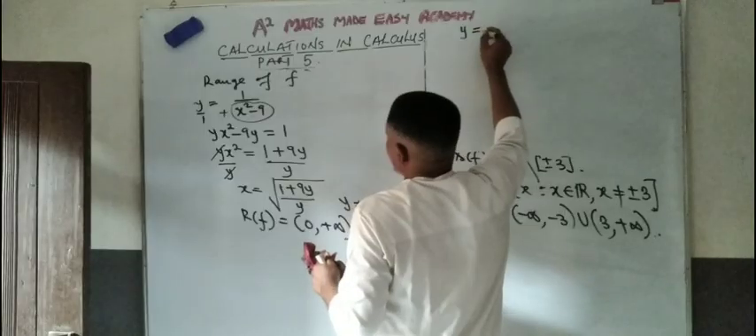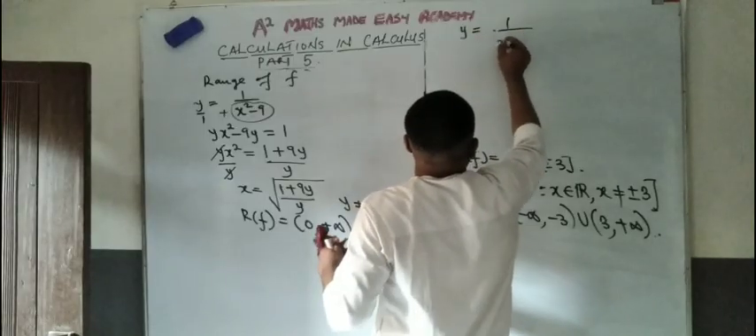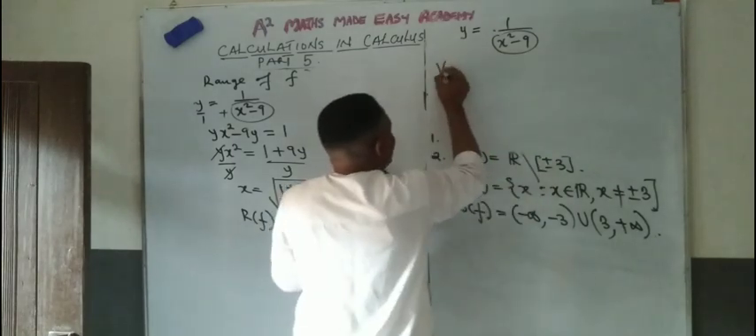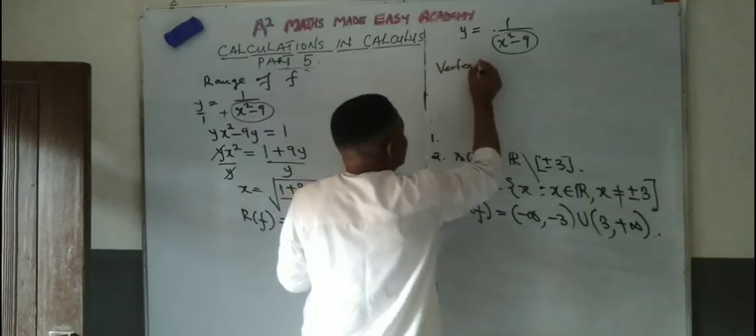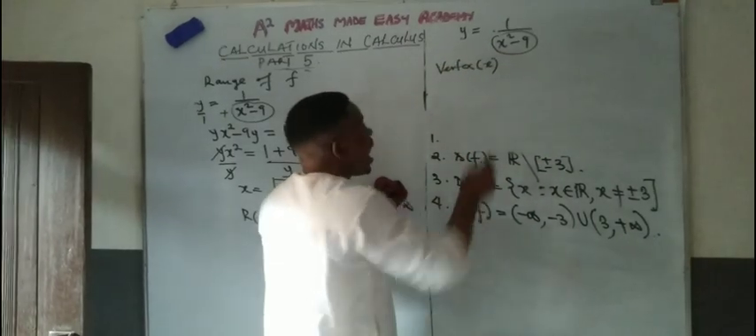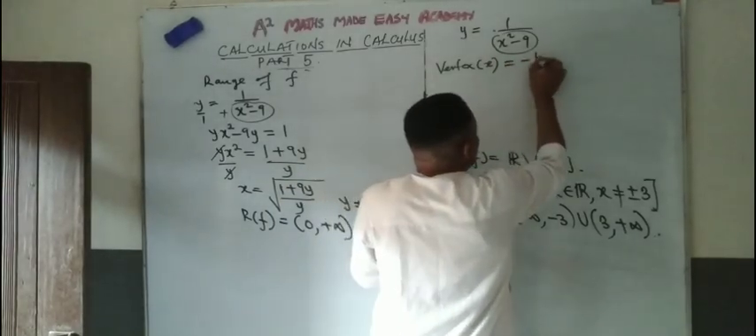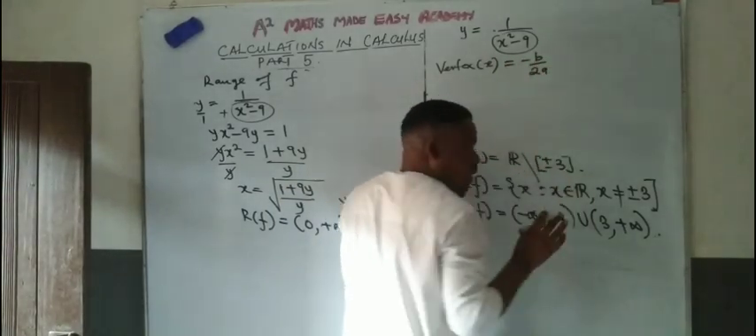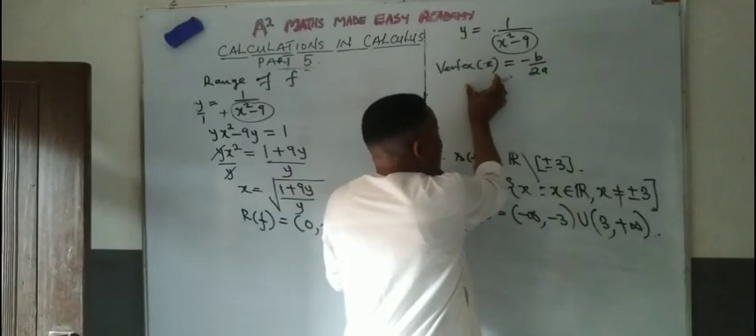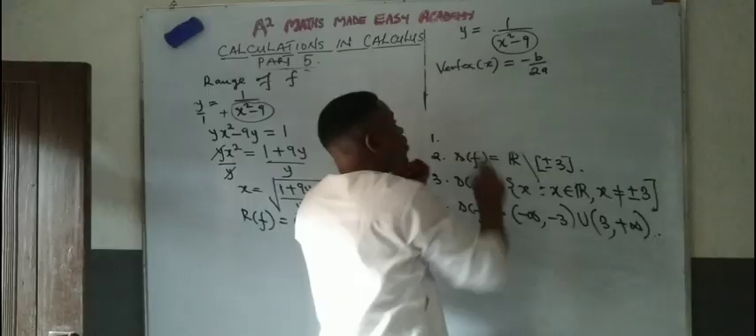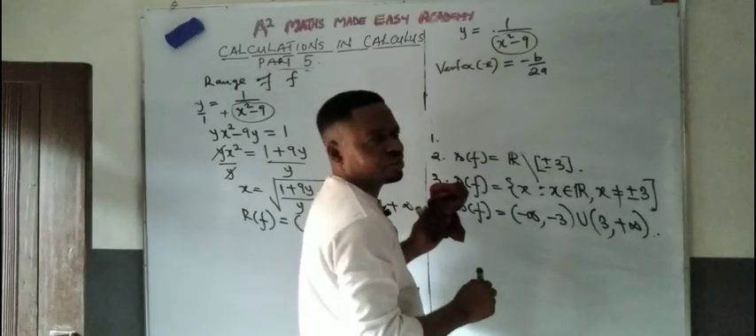Now the question says that y is equal to 1 over x squared minus 9. Let me work on this first. Let me know the vertex first. What do you mean by the word vertex? Vertex is from x-axis, and this is a positive quadratic graph. And the formula is minus b all over 2a. If I can get the value of x, I will plug it here. Anything I get as a result will give me y, and y is my range.